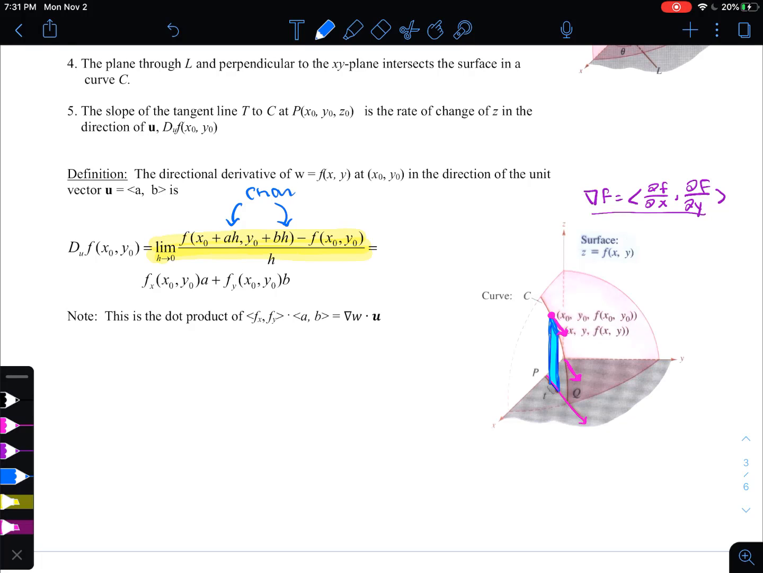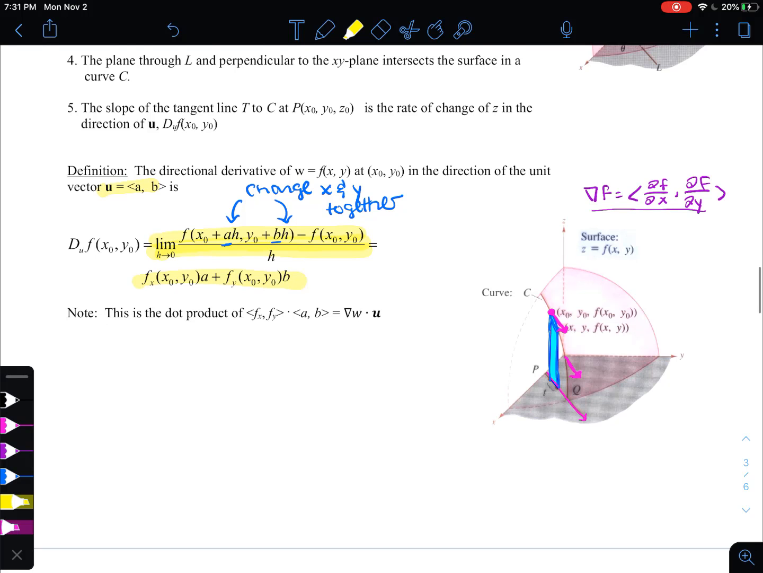So we change x and y together, and maybe not even the same amount. Notice that a and b are two totally different variables, so maybe we don't even change x and y the same amount. But again, this is equivalent to the partial derivatives multiplied by, dotted with, a unit vector in the direction we would like to go. Okay, so we'll do a quick example.